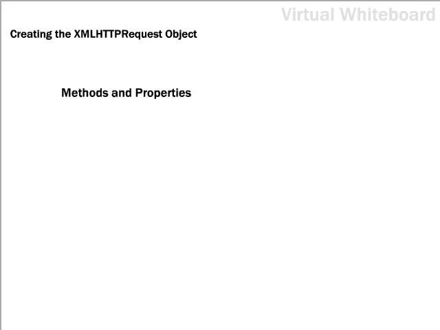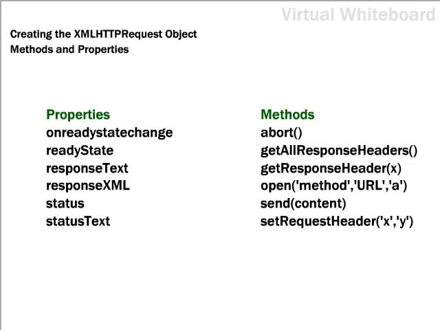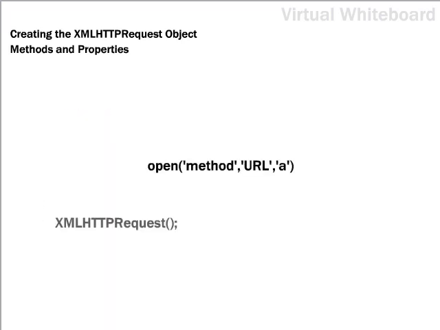Now that we have created an instance of the XMLHTTPRequest object, let's look at some of the object's properties and methods shown here. In future lessons, we'll examine how these methods and properties are used to create the functions that form the building blocks of AJAX applications. For now, let's examine just a few of these methods. The open method prepares the XMLHTTPRequest object to communicate with the server. You need to supply at least the 2 mandatory arguments to this method.